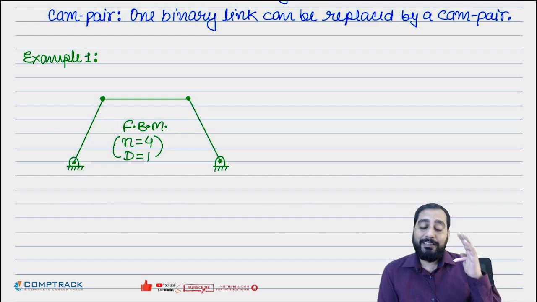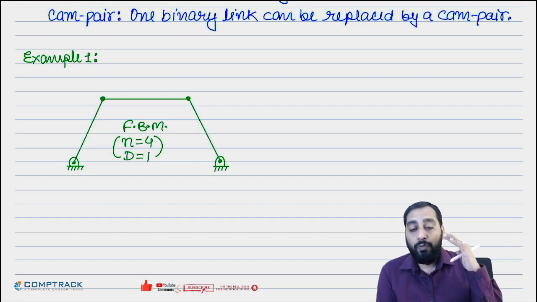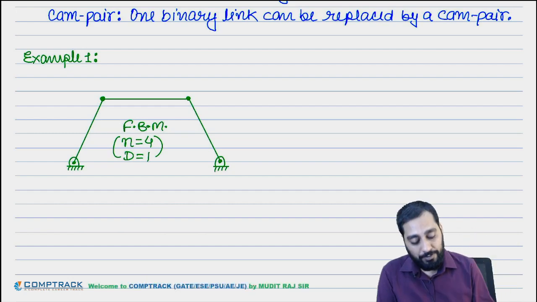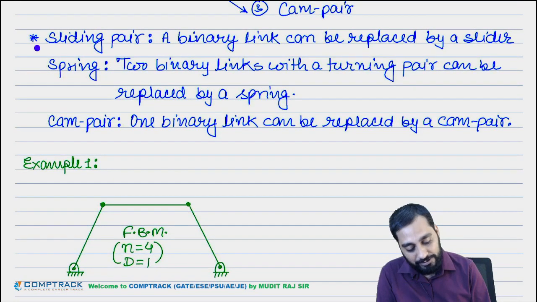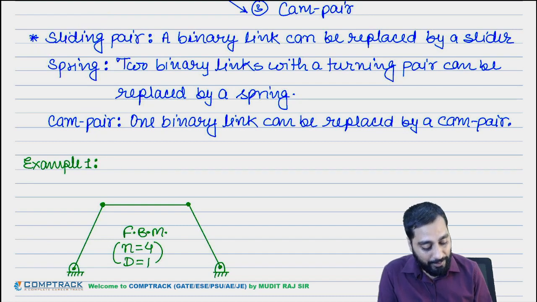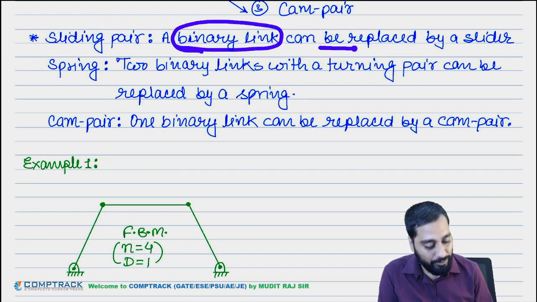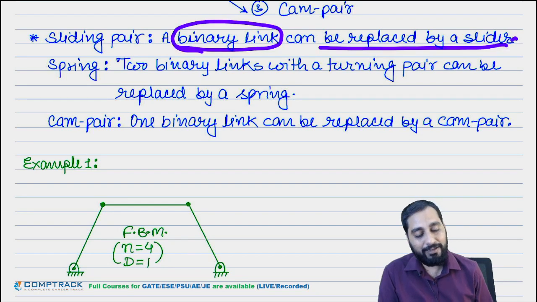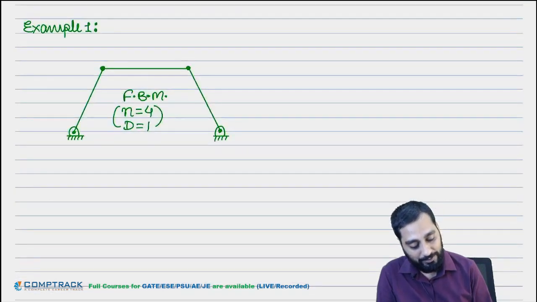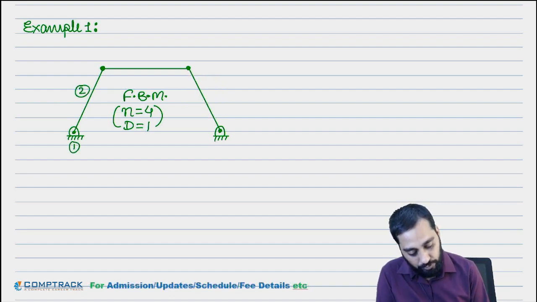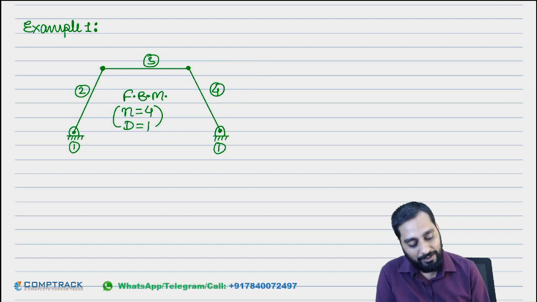Now its degree of freedom should remain the same, and we can replace one link with a sliding pair. So first we are going to talk about the sliding pair. For the sliding pair, a binary link can be replaced by a slider. So directly one link can be replaced by a slider. Suppose this is a link, number of links 1, 2, 3, 4. So this fourth link we can replace by a slider.